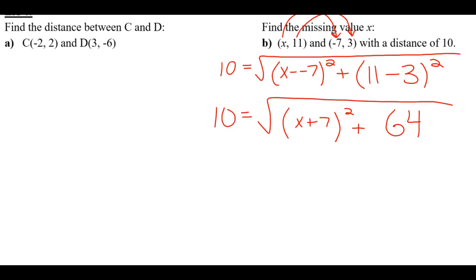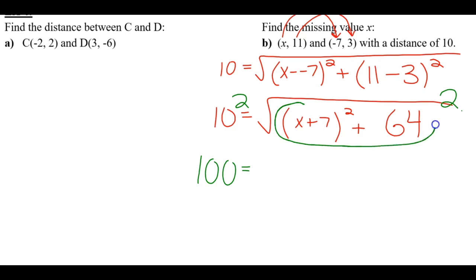Perfect. Well, be careful. You're right. So how do I undo a square root? You square it, right? You square the square root. But if you square one side, you have to square the other side. Is that what you're saying there? So what is 10 squared? Yeah, so the left side is going to turn to 100. Now be careful, nothing underneath changes. All the square does is it cancels out the square root. So now we're left with x plus 7 squared plus 64.